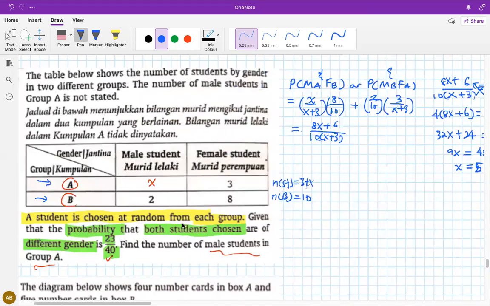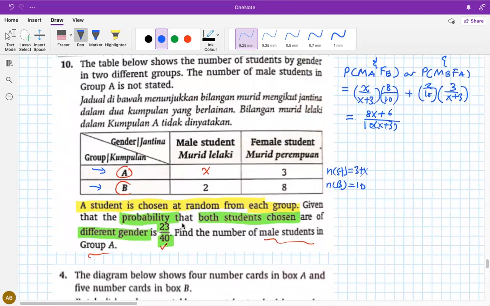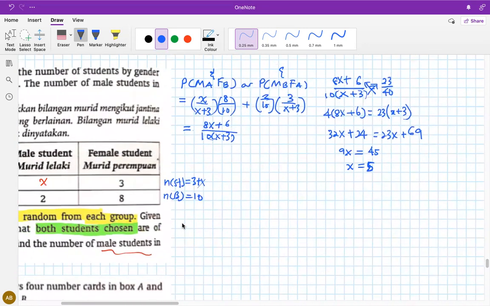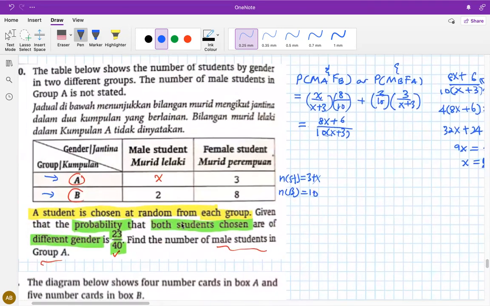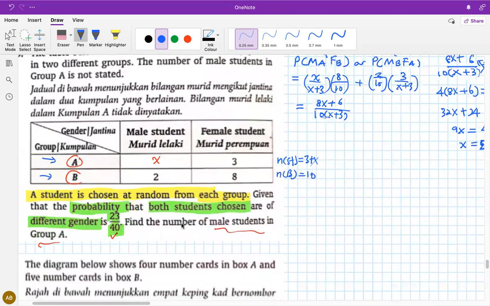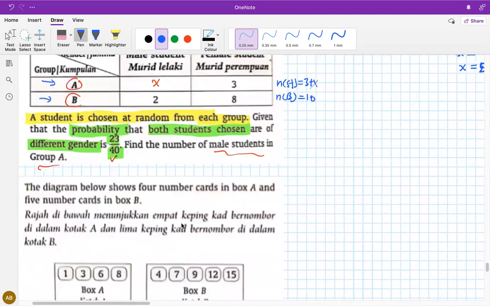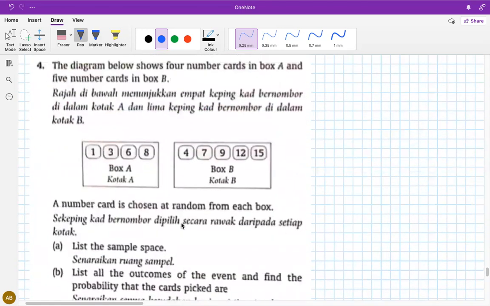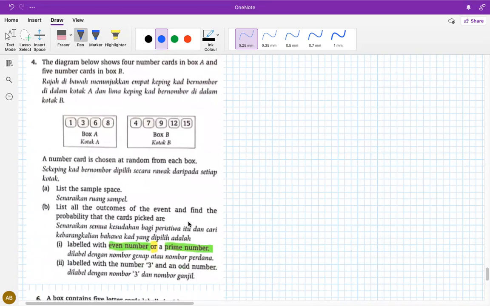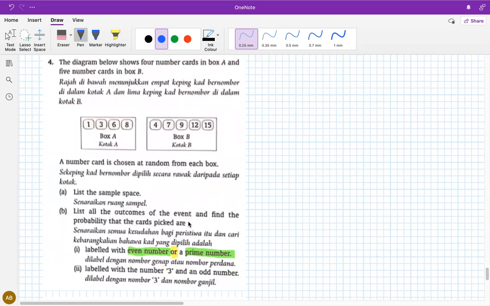So this type of question can mainly be asked in paper 2, section A, but usually this type of question will be asked in objective. All right, so that was question 10. Let's say question 4. Question 4 is a paper 2 question. It's a long question, I think it's 6 marks.